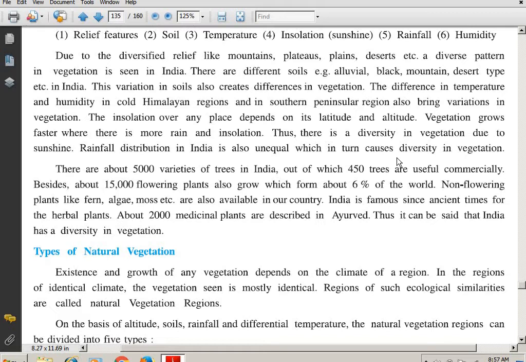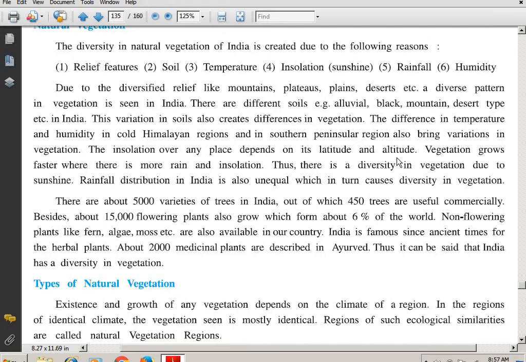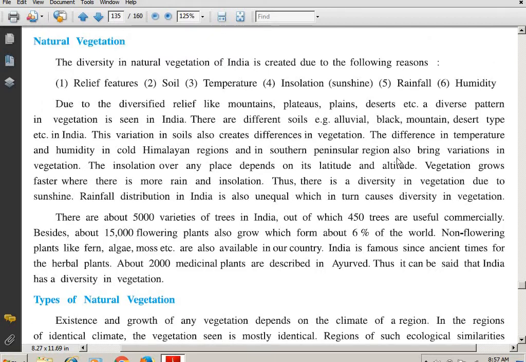So students, if you are asked a question for 2 marks about the diversification of vegetation, then you will have to write these points. How is the diversification seen, or how is there a diversity in natural vegetation? First and foremost, there are 6 reasons: relief features, soil, temperature, insolation, rainfall and humidity. If you know these, you will be able to form your answer. Isn't it easy, students? So, we studied about natural vegetation, but there's something more.